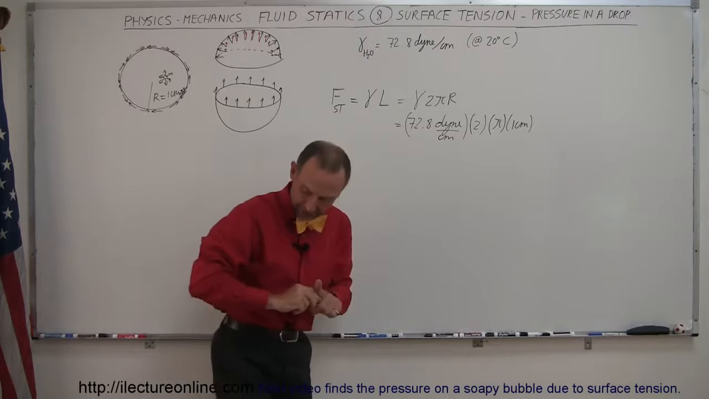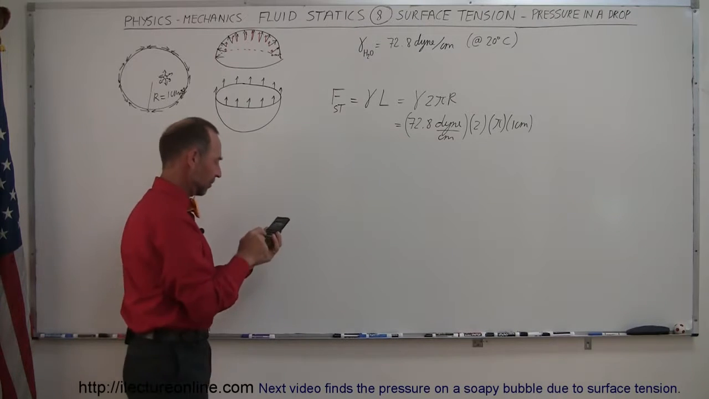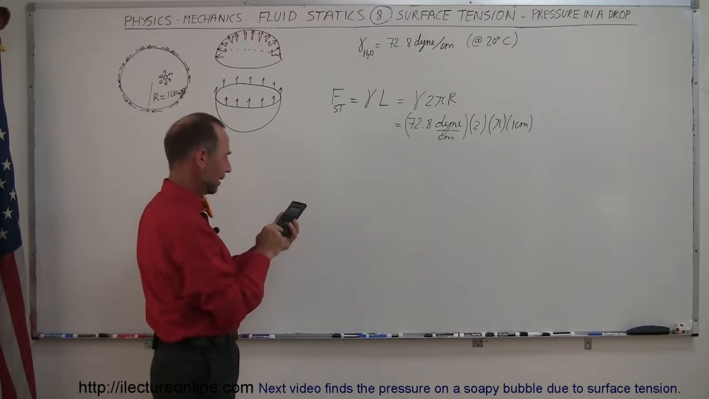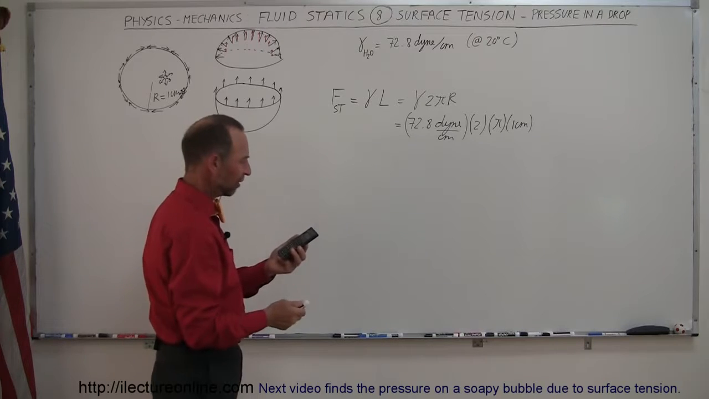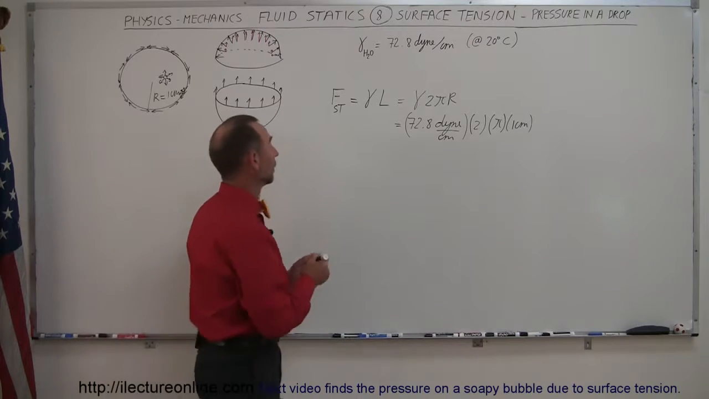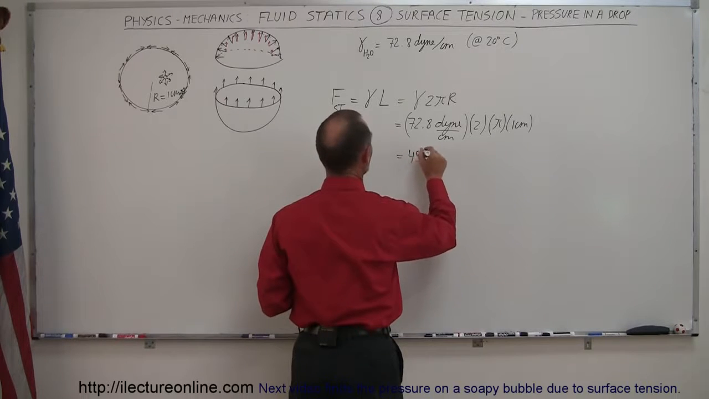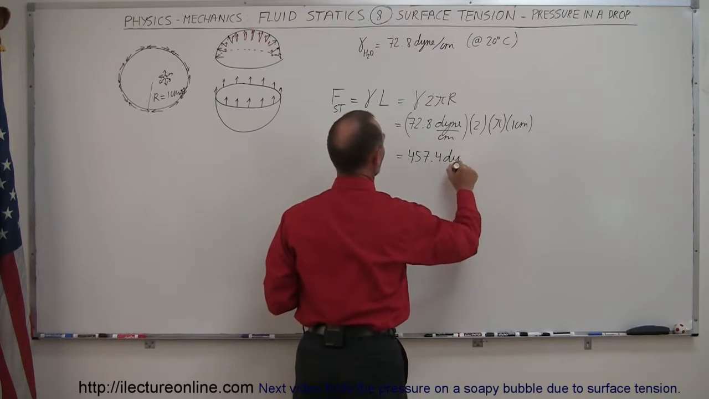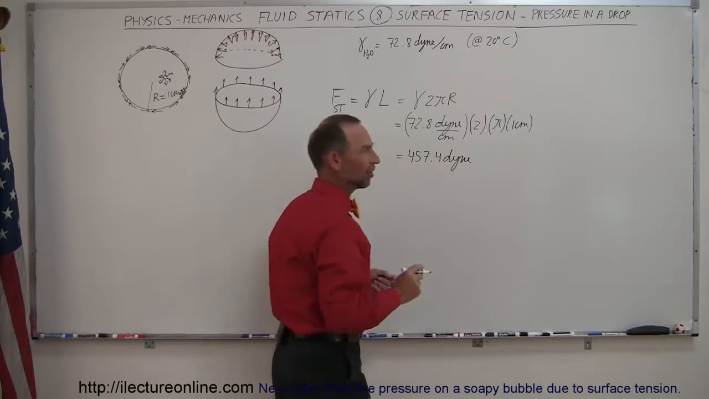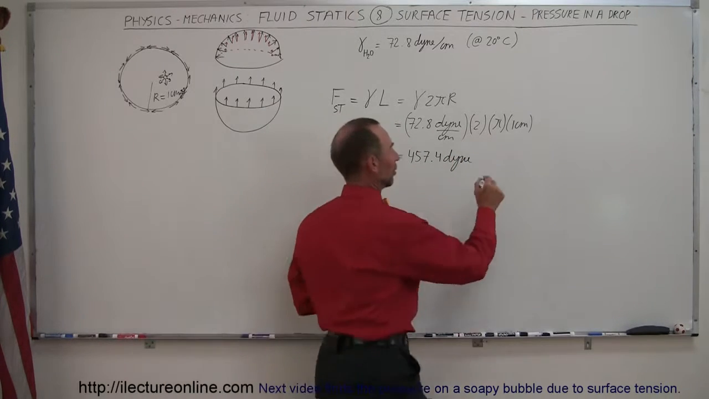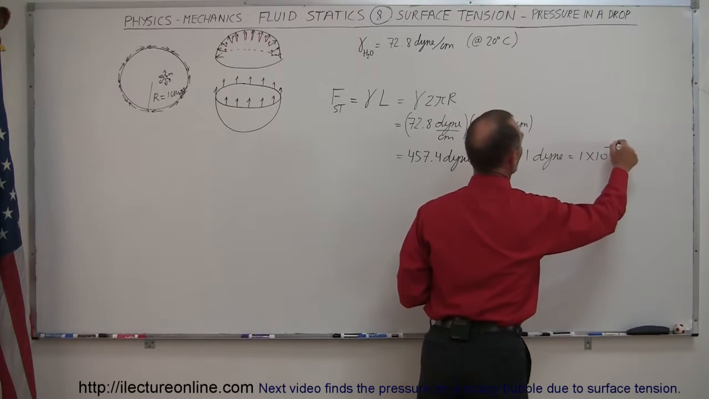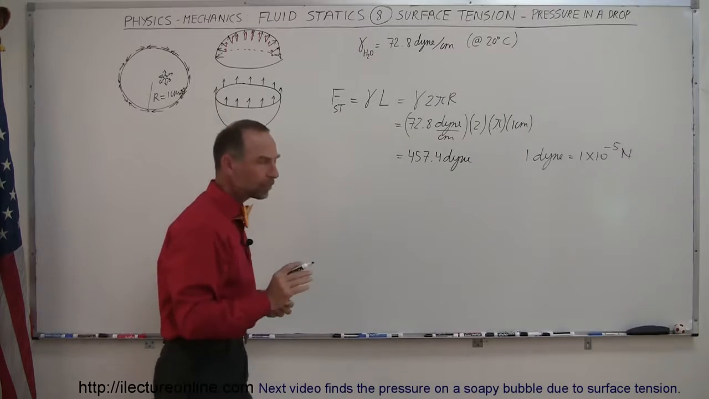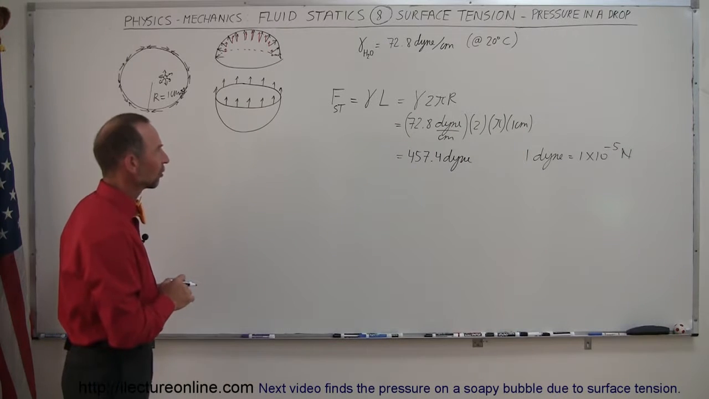Let's see, I need a calculator now because I'm ready to calculate this. So we have 72.8 times 2 times pi times 1. And that gives us, let's see here, 457.4 dynes of force. Of course, 1 dyne is equal to 1 times 10 to the minus 5 newtons, just as a reference. So dyne is the unit of force in CGS units.